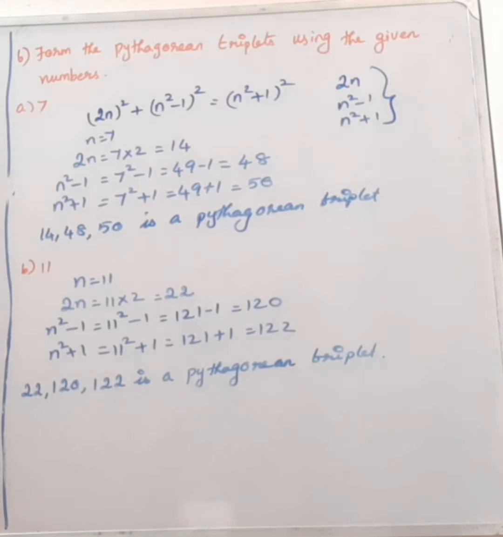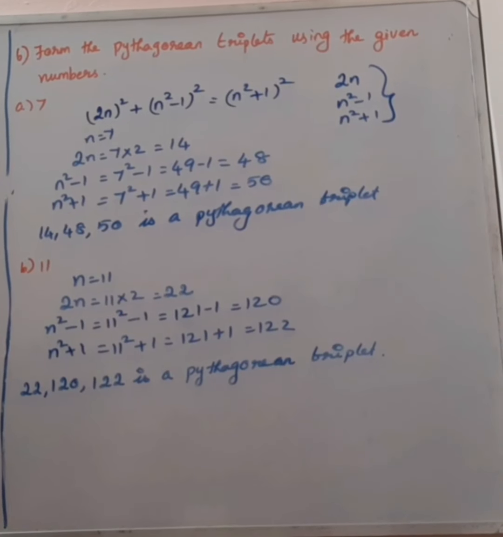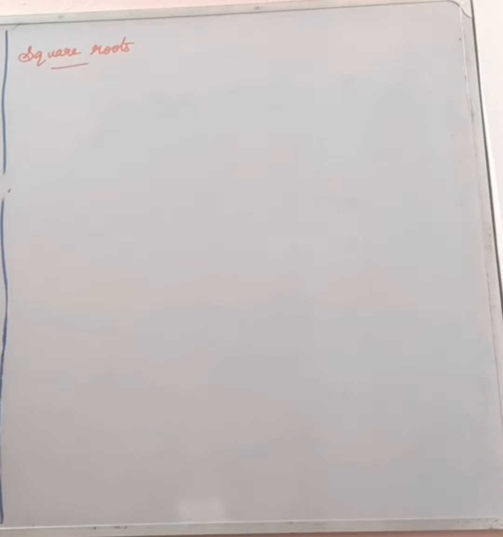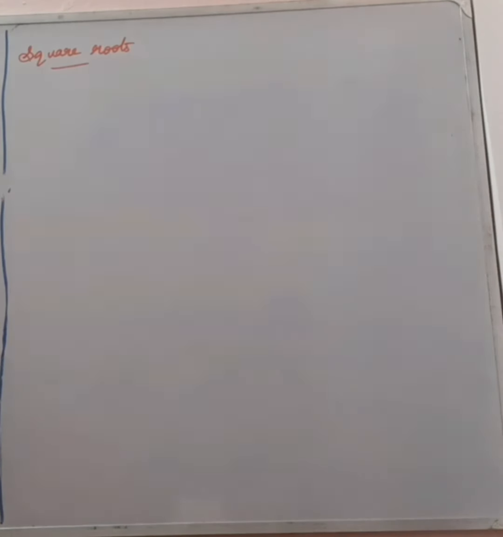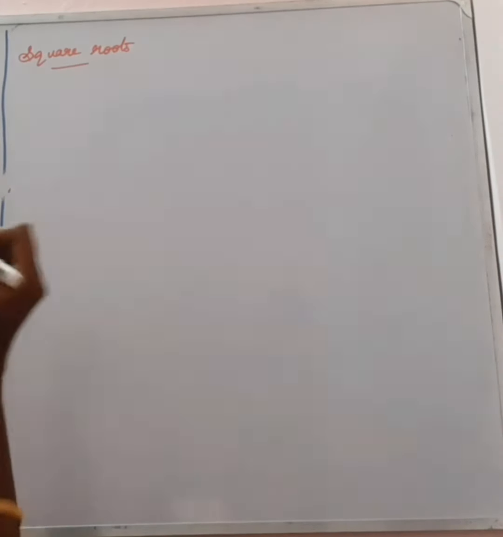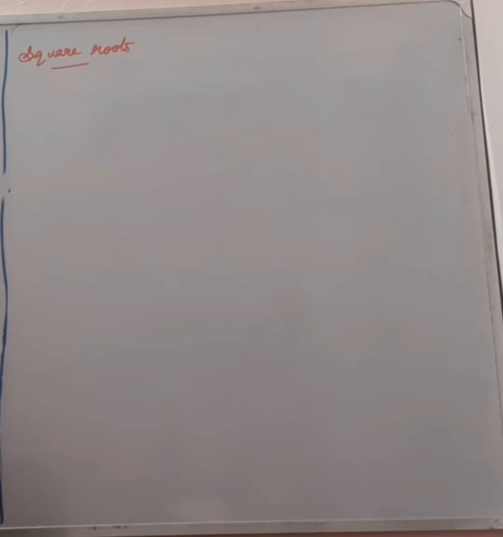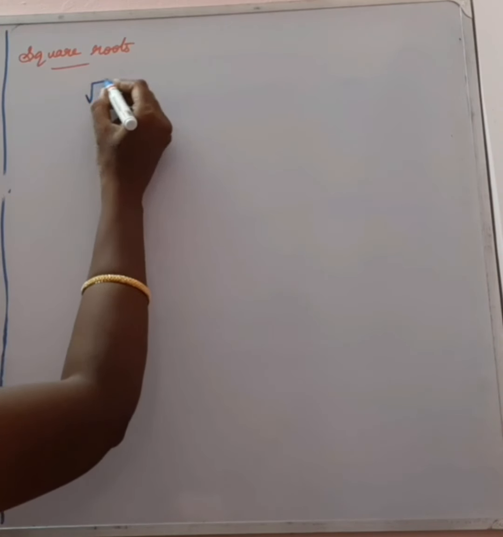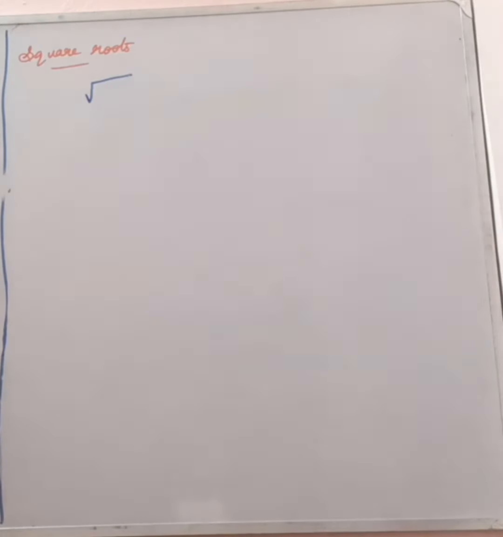Okay, now you all understand this one, Kana? Let us move on to the next topic, which is square roots. Already you have learned about square roots or not, Kana? The square root is denoted by this symbol. This is called a square root.